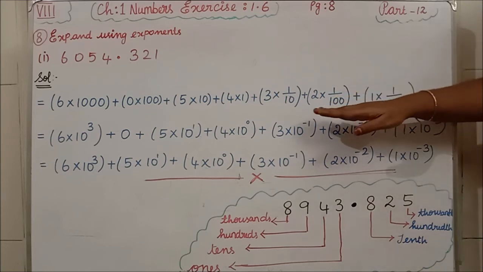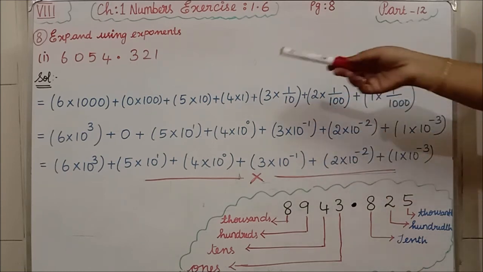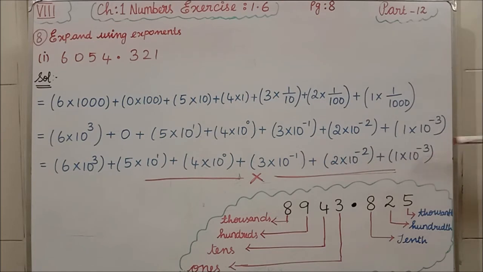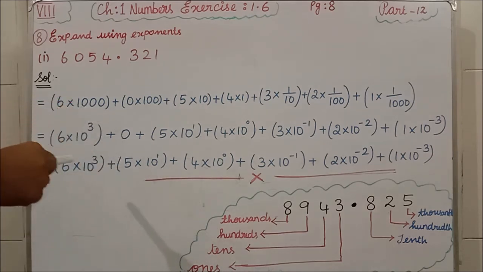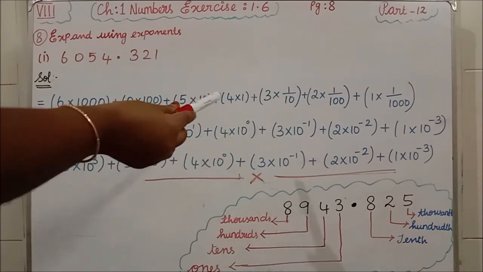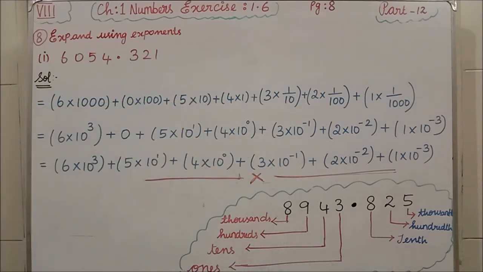Clear all of you? This next step I am writing as such without the 0. I am writing the remaining everything the same. Now if you see, 6 into 10 power 3 plus 5 into 10 power 1, without that 0 I am writing everything. Plus 4 into 10 power 0 plus 3 into 10 power minus 1 plus 2 into 10 power minus 2 plus 1 into 10 power minus 3. That's all. The answer is over. Clear, students, how to expand using exponents?